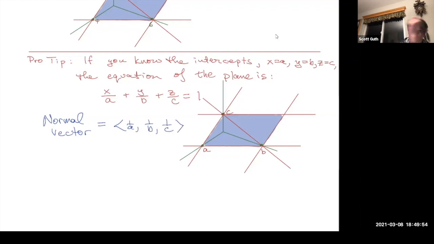You have to move x, y, and z to one side, and the coefficients become a normal vector. And the normal vectors are not unique, so there are a lot of different forms for writing the normal vector. Okay? But that's the simplest form.